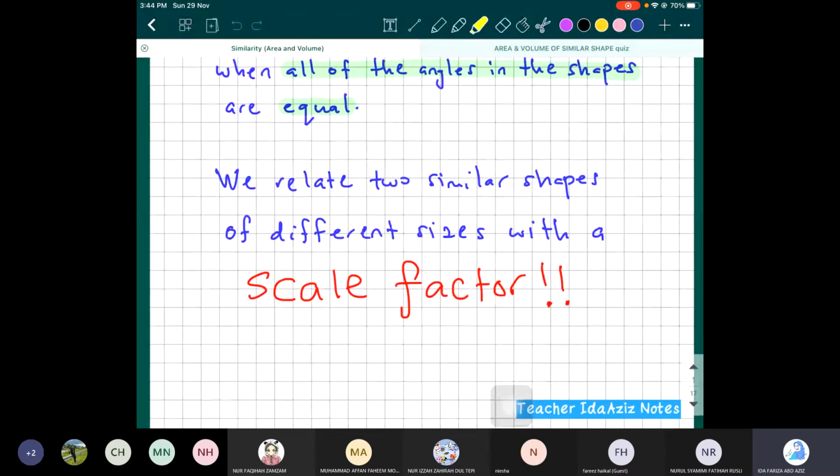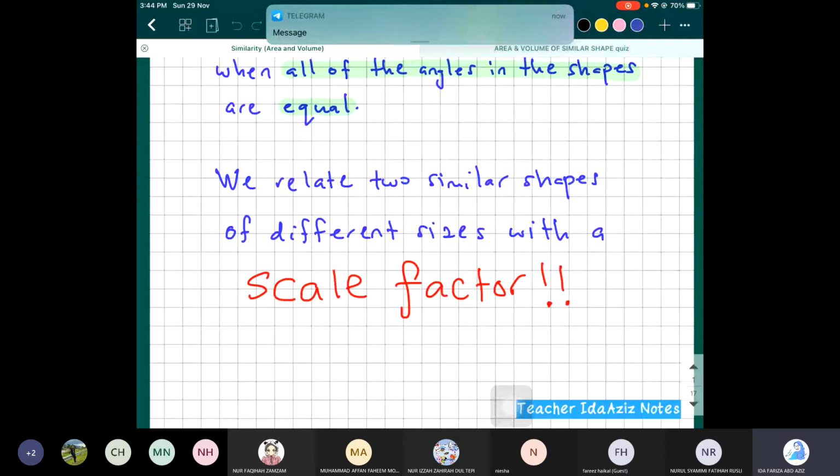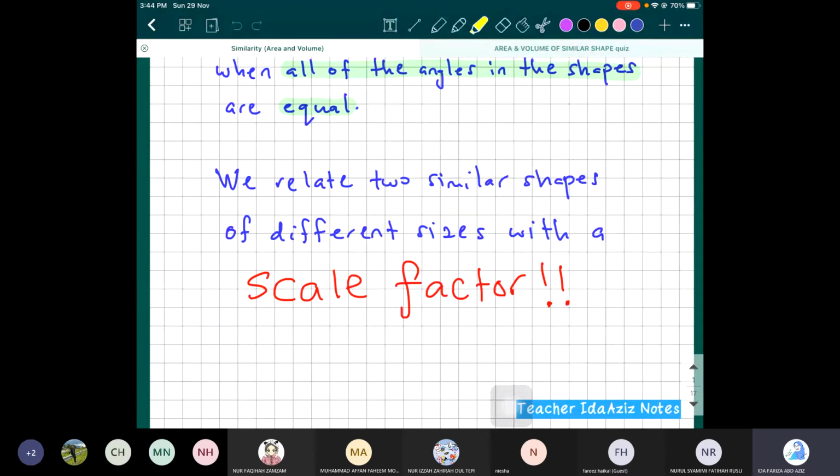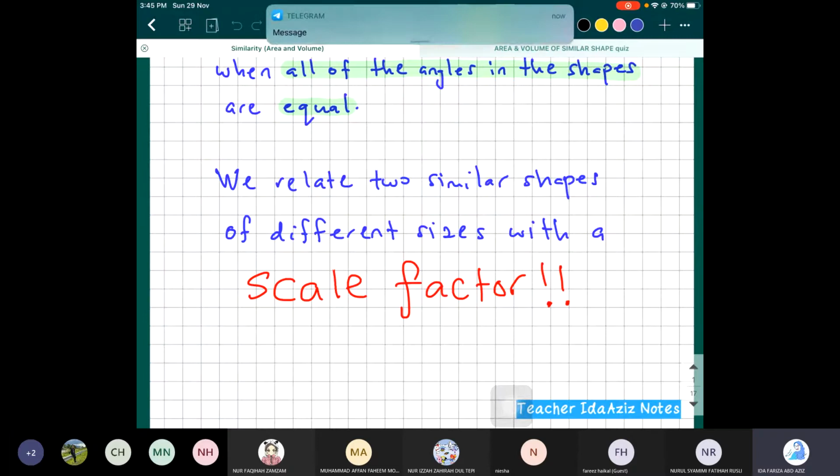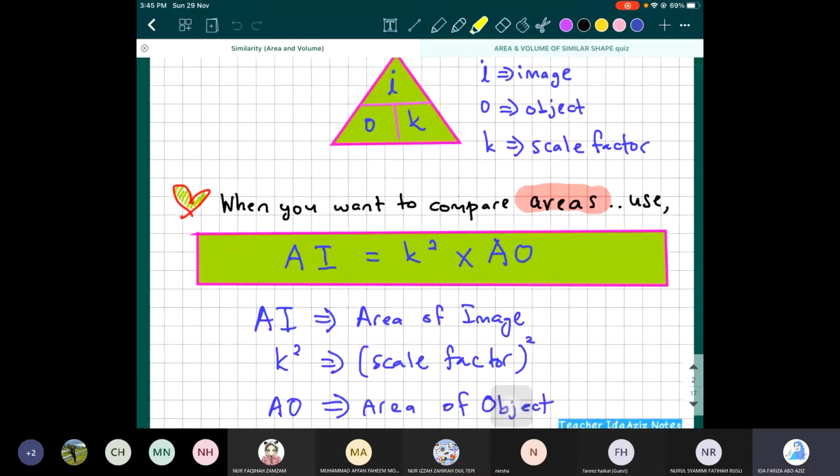So similar shapes ni sama juga. When we talk about similar shapes, dia akan melibatkan perubahan size. Perubahan size objek tu sama ada dia lagi besar ataupun dia lagi kecil, tapi dia punya angles dalam tu tetap sama. So kita panggil dia similar shape. So when we talk about this topic, it's very important to put your concentration on the scale factor.